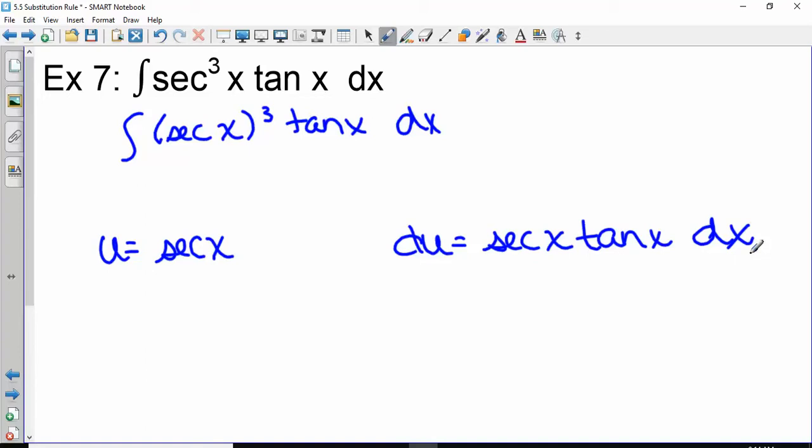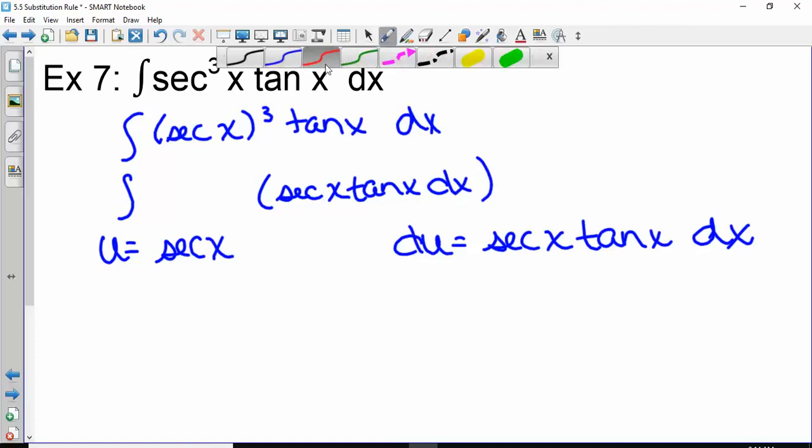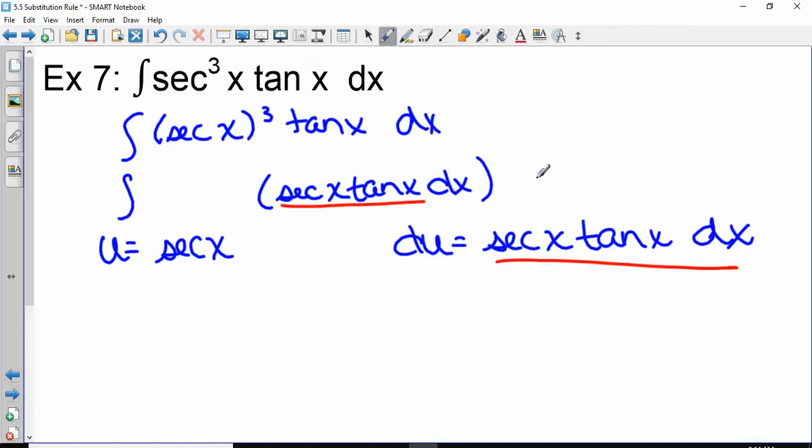If it helps, you might need to rewrite this problem. I don't just want to plug this in as u to the third. The derivative of this is secant tangent. So I need to be able to pull one of those secants away. So I have my entire du piece. If I pulled one of those secants away, how many are left here? 2.